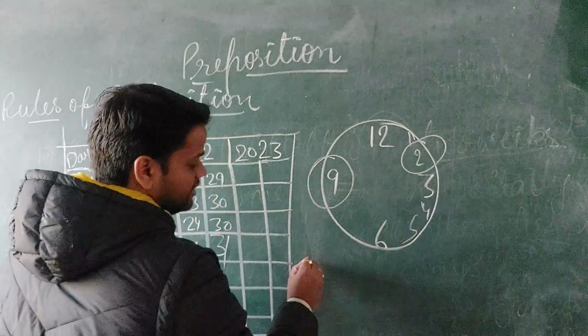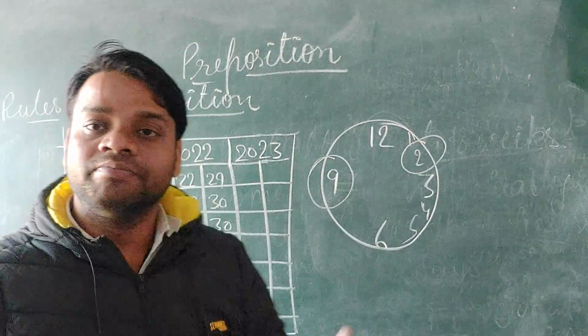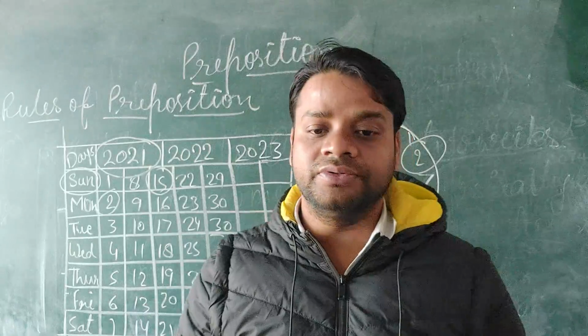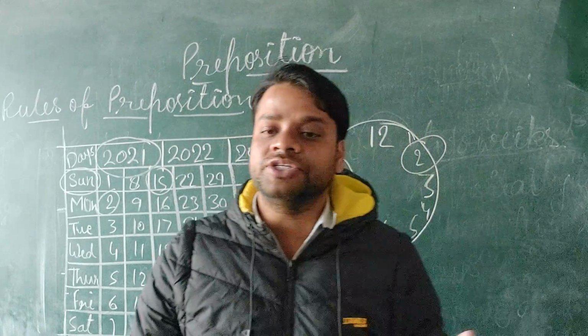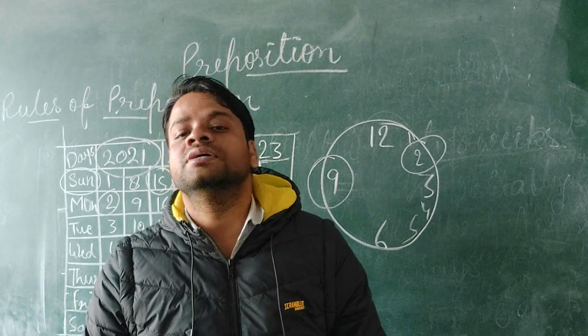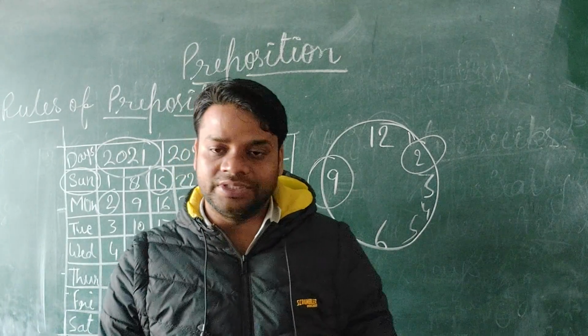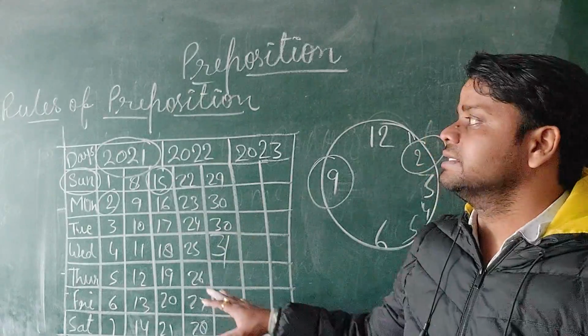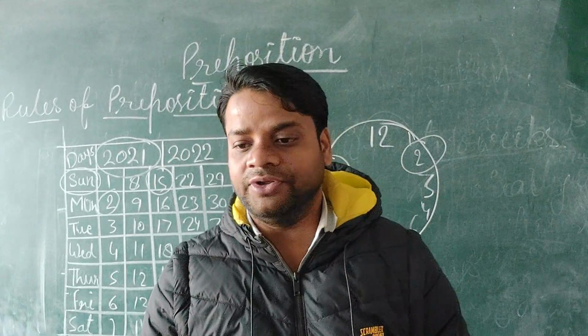Next, childhood, morning, evening, afternoon. These are sure and certain, so that's why there we will use since, not for. So this was the difference between since and for, and I hope that you have understood.